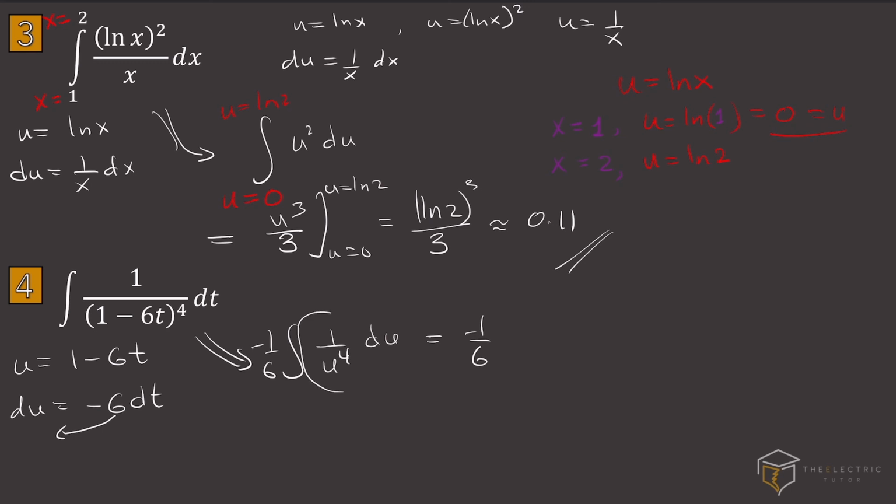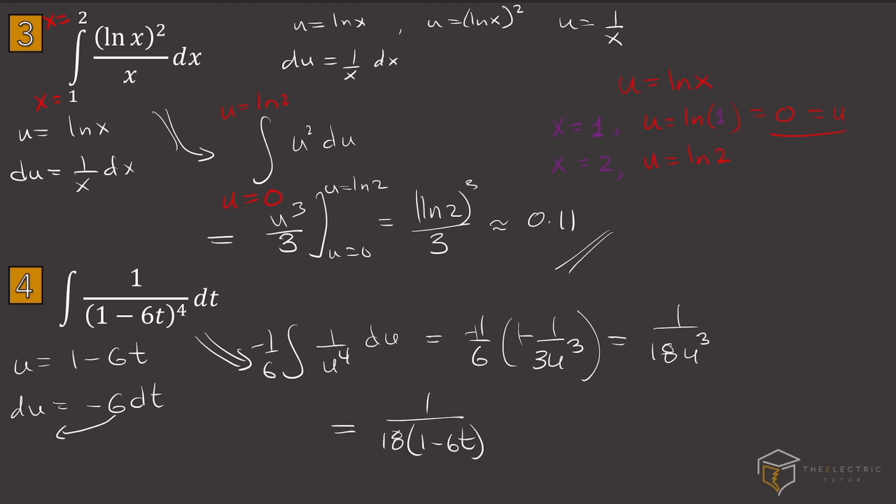Just minus 1/6. And again, using the 3 quick steps I showed you in the previous video, this is going to be minus 1 over 3u cubed, which gives me, this cancels, 1 over 18 u cubed. We have to go back to the t world, so that's 1 over 18, u is equal to 1 minus 6t, cube that, put a plus c, never forget about the plus c for indefinite integrals, and we're done.